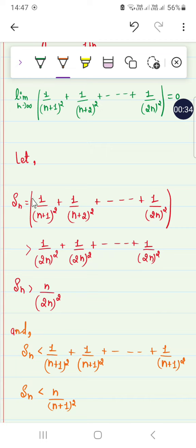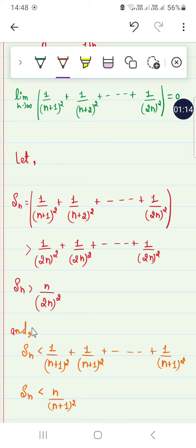Now we know that Sn is greater than 1 over (2n) squared, plus 1 over (2n) whole squared, and so on, plus 1 over (2n) whole squared, right? If you take n, 1 is n, 2 is n, 3 is n, so this makes (2n) whole squared each time. Sn is always greater than the sum of these terms. So these are n terms, so n upon (2n) whole squared is less than Sn, right?